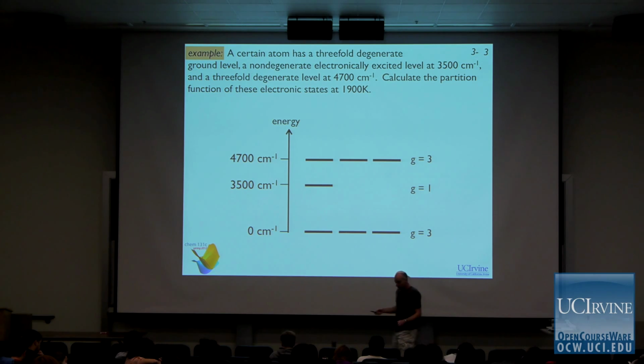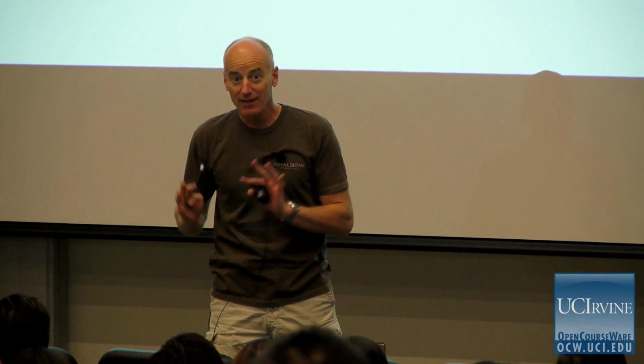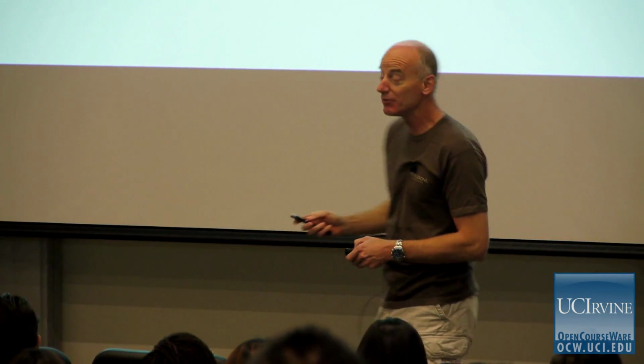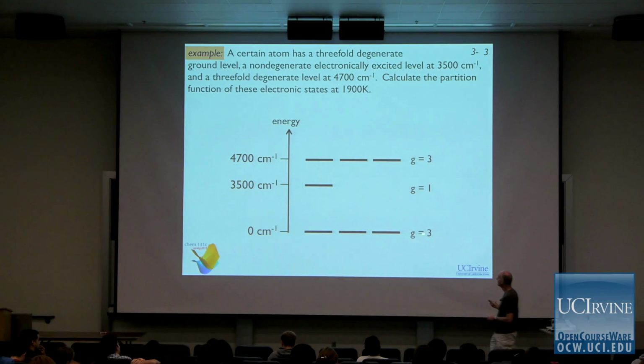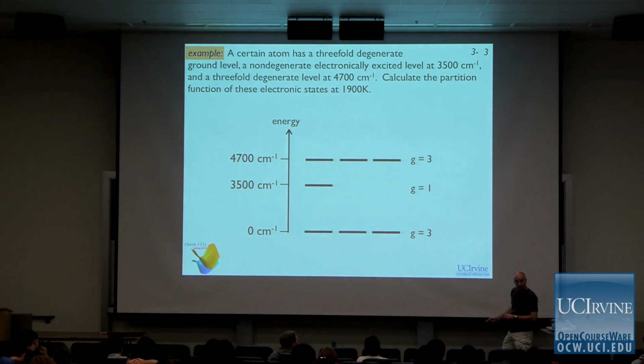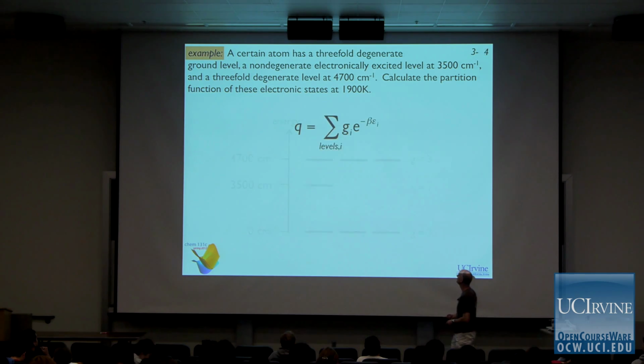We want to use the form of the Boltzmann distribution law that we derived to figure out what the population of these different energy levels are. That population will depend on the degeneracy of the energy level. Here the degeneracy is 3. Here it's 1. Here it's 3. All right, we can factor this information into our answer.